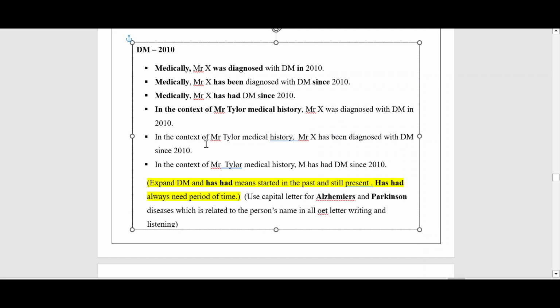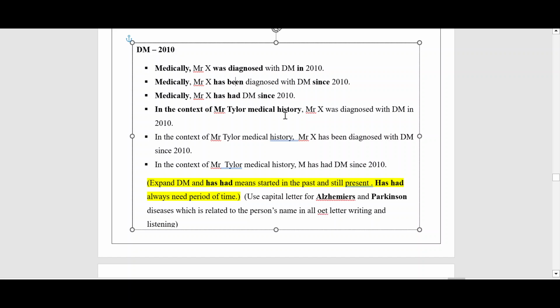It is totally wrong, okay, the grammar is totally wrong. I told you "in" means the action is over, the diagnosis is done, but "has been diagnosed" means he was diagnosed, but we are talking about his condition still being present, that is what is mentioned in this statement, okay. And we have to write "since": since 2010 means till now also he is having that problem. "Has had" means he still has this problem at present, since 2010, okay.